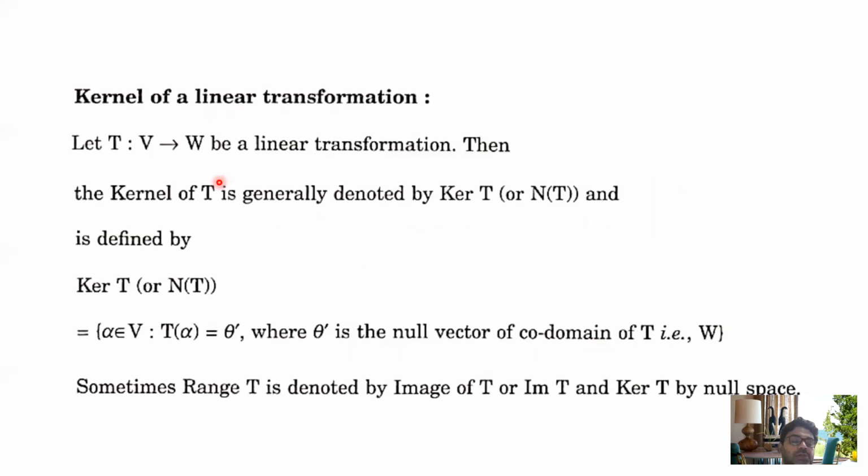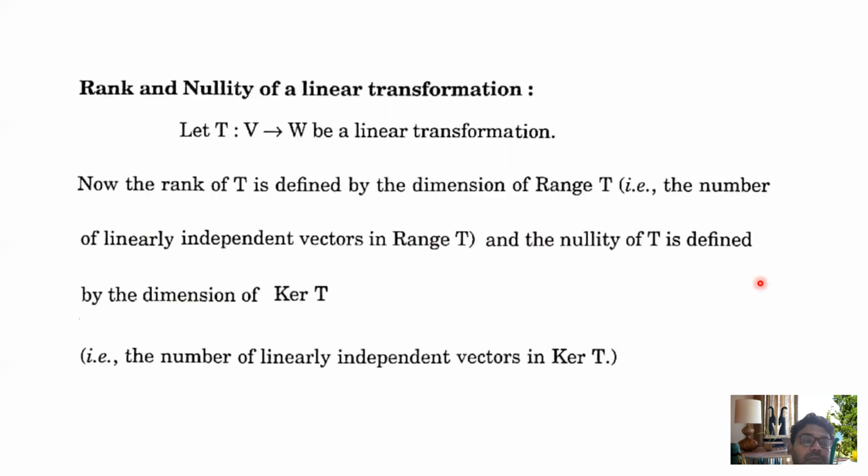Kernel of a linear transformation. Let T: V→W be a linear transformation, then the kernel of T is generally denoted by ker T or N(T), and it is defined as the set of α belonging to V such that Tα is equal to θ', where θ' is the null vector of the codomain of T, that is W. Sometimes the range of T is denoted by image of T, and the kernel is called the null space. Try to understand with some examples first.